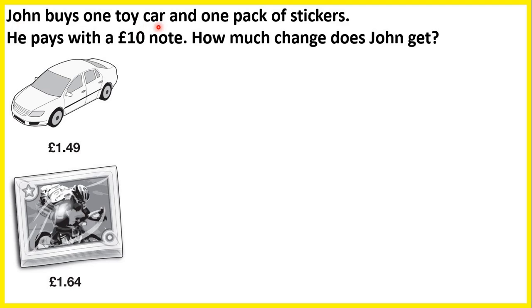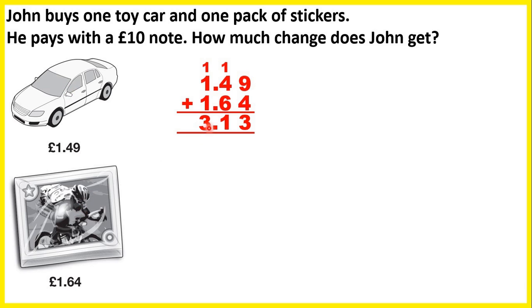John buys 1 toy car and 1 pack of stickers. He pays with a £10 note. How much change does John get? Well, first, let's work out the total cost of a toy car, so that's £1.49, and a pack of stickers, so £1.64. That comes to £3.13. So that's how much the car and the stickers cost.